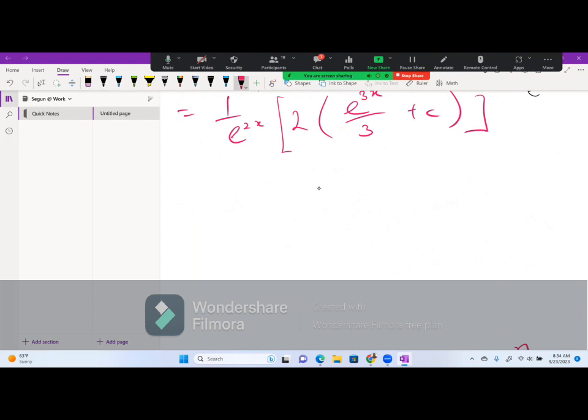So how do we do that? Anybody? You have your 2 over 3. I can take them out. Do you agree with me? They are constants. I can now say this divided by each of them. Exponential 3x over exponential 2x plus c over exponential 2x.